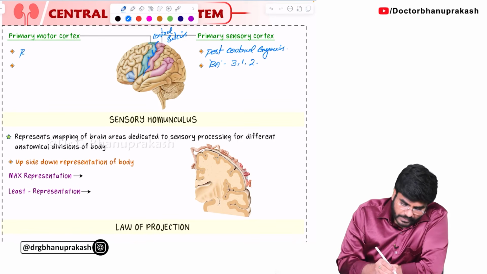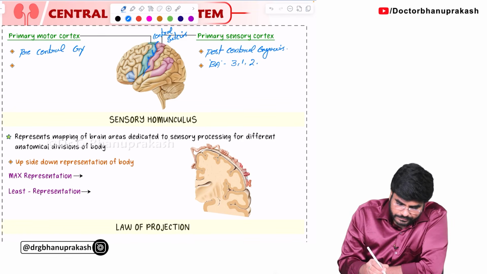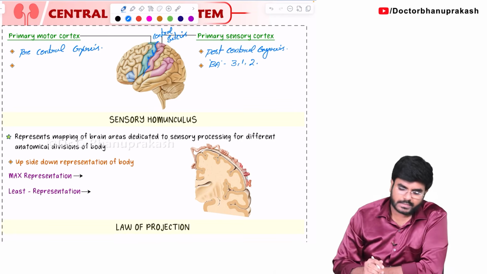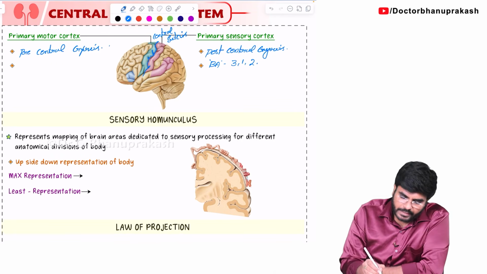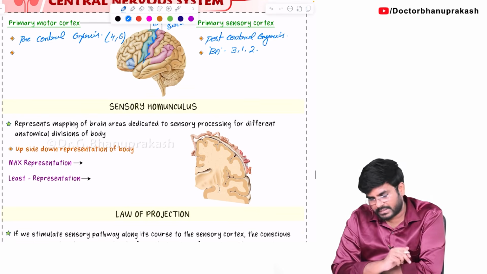So it is the precentral gyrus. And what is the Brodmann's area number? The Brodmann's area number is 4 and 6. Brodmann's area number 4 and 6.